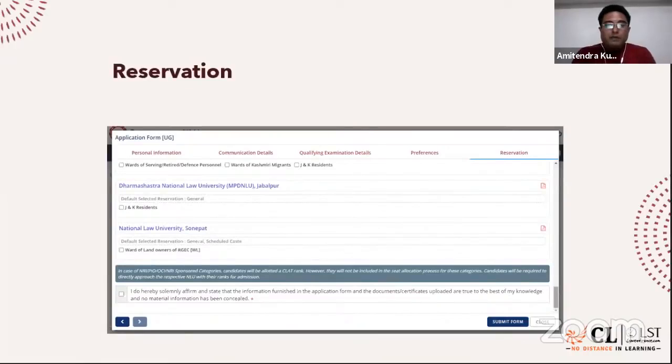So that's about reservation. Now, this is the part where you have to be really, really careful. You must fulfill the domicile criteria of that particular state if you wish to avail the benefit in that particular NLU, which is located in that state. Once that part is over, all you have to do is select the final checkbox, which is given below the reservation form. Once you have completed that process, you have to submit your form.